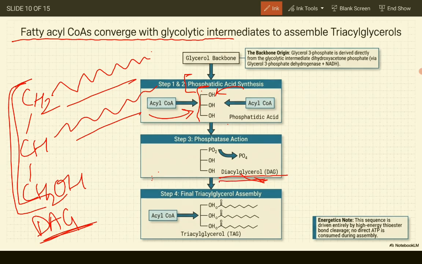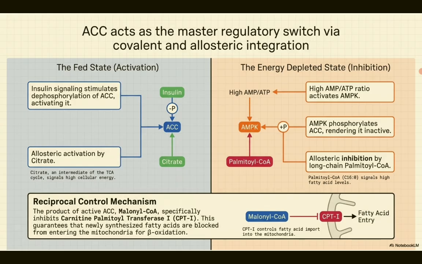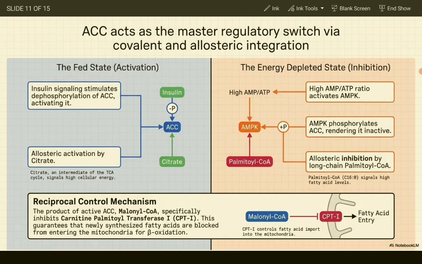So diacylglycerol has been produced from phosphatidic acid, and after diacylglycerol, another acyl group will replace this and will finally produce triacylglycerol, TAG. This is how triacylglycerols are produced.